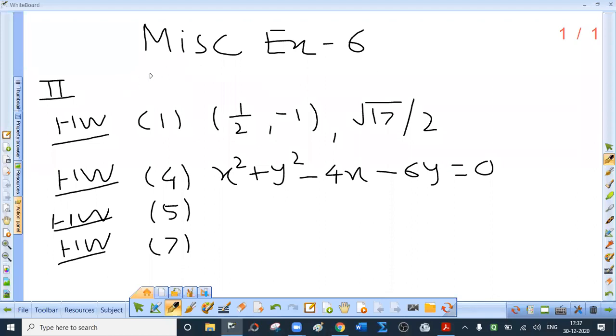Now second miscellaneous exercise 6, second question rather. These sums are for homework. Answers for first and fourth are given. Okay. Actually 7 sum I will upload solution of this, but first you should try. So we'll be solving sum number 2.